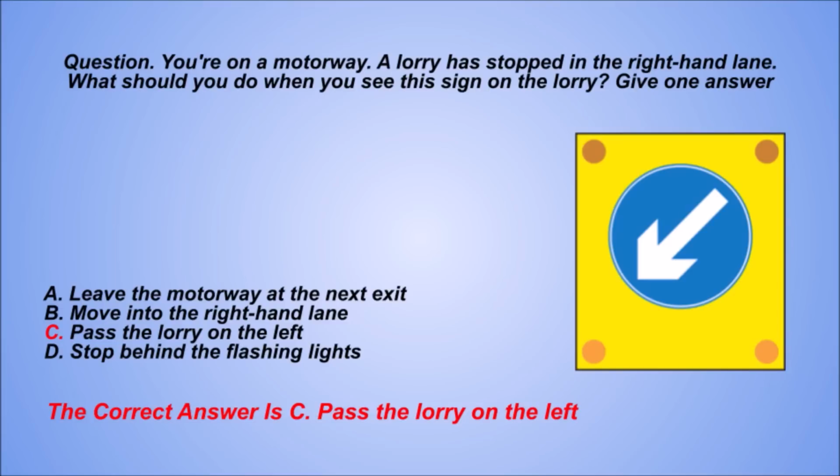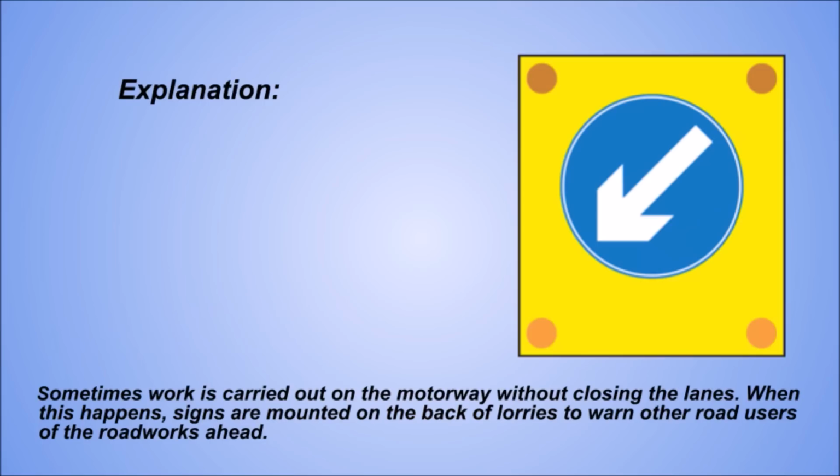Pass the lorry on the left. Explanation: sometimes work is carried out on the motorway without closing the lanes. When this happens, signs are mounted on the back of lorries to warn other road users of the roadworks ahead.